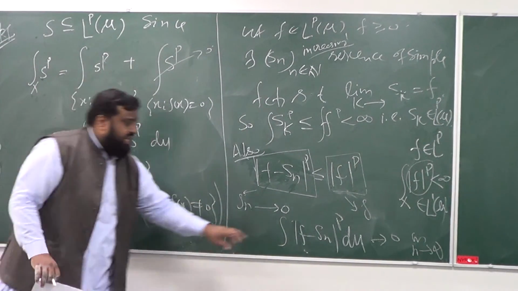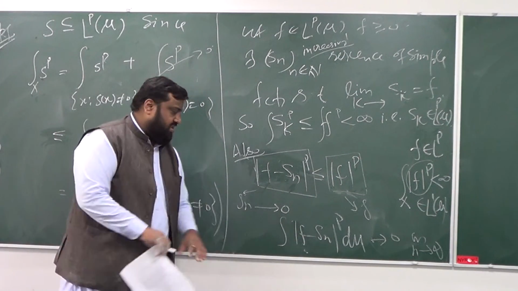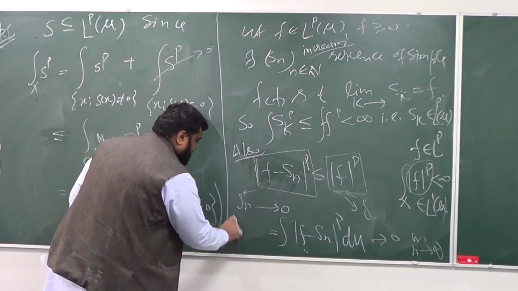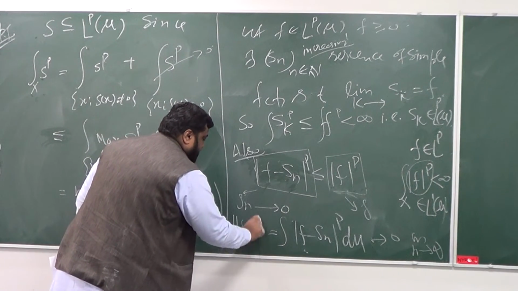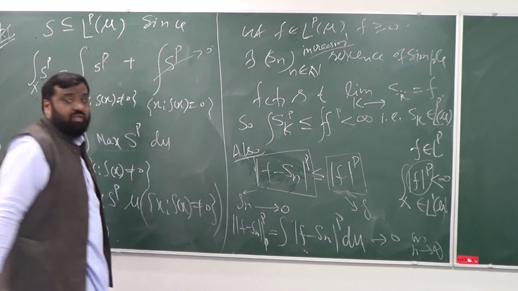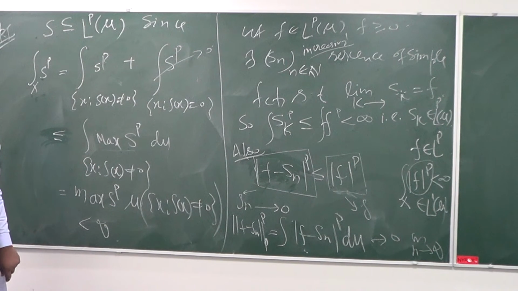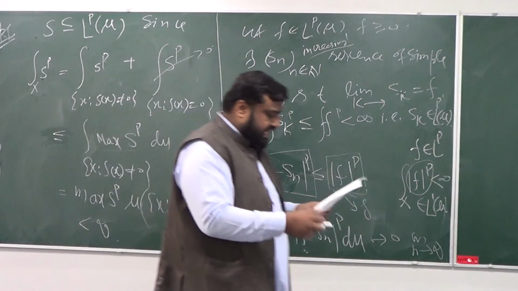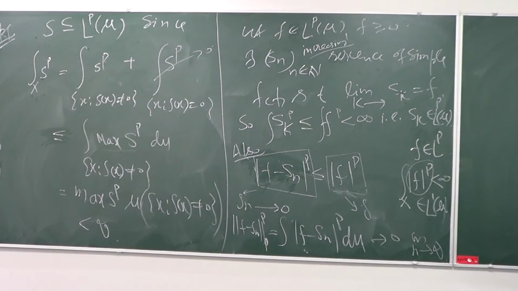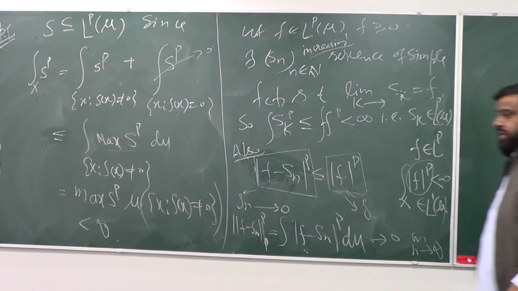Because this is the p-norm, the p-th power norm of basically S_n. Is it making sense? So what this shows is that the space of increasing functions is dense in L^p.